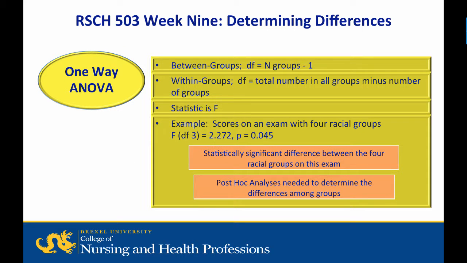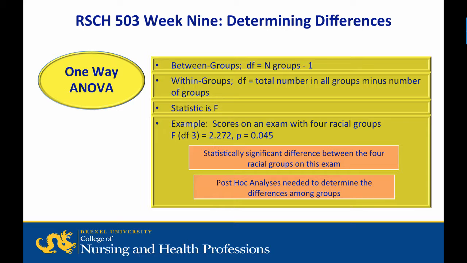The one-way analysis of variance uses degrees of freedom for the between groups as n, the number of groups, minus 1. The degrees of freedom for the within groups is the total number in all groups minus the number of groups. The statistic generated is uppercase letter F, as indicated previously.